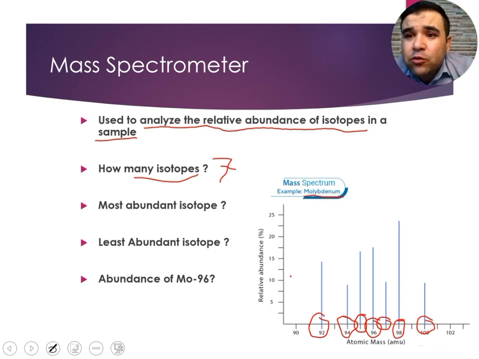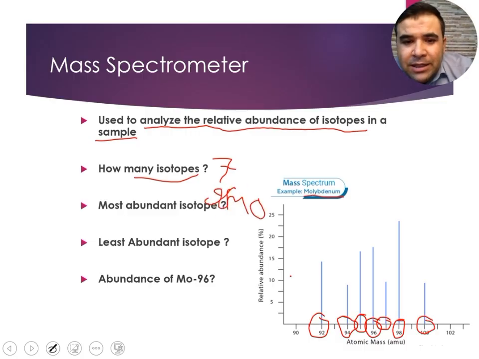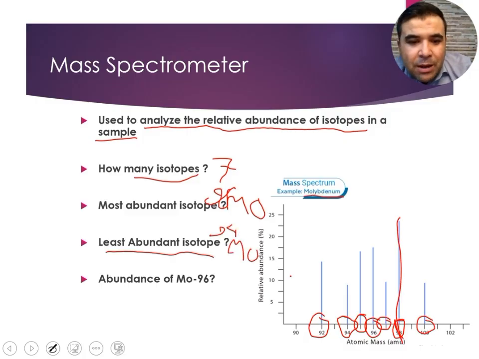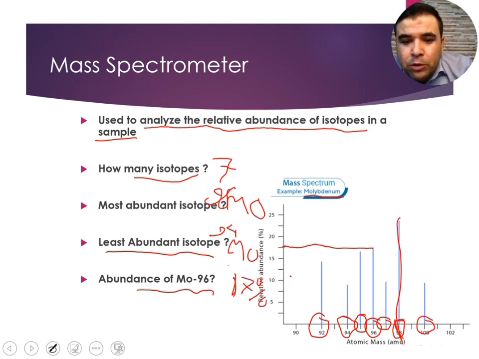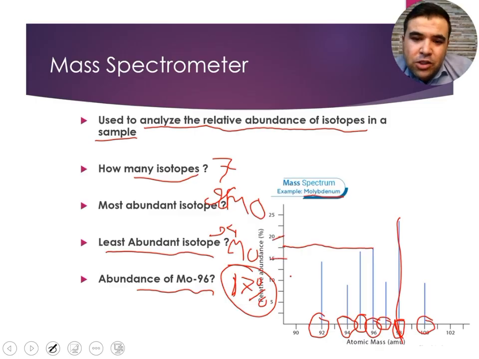And then the most abundant one is the tallest one, which is molybdenum 98. As you can see here, the tallest one. And the least abundant is the shortest, which we can say is molybdenum 94. And then the abundance of molybdenum 96. How can we determine that abundance? It's here, the abundance is almost 17%, molybdenum 96. Why? Because it's between 15 and 20, it's almost 17.